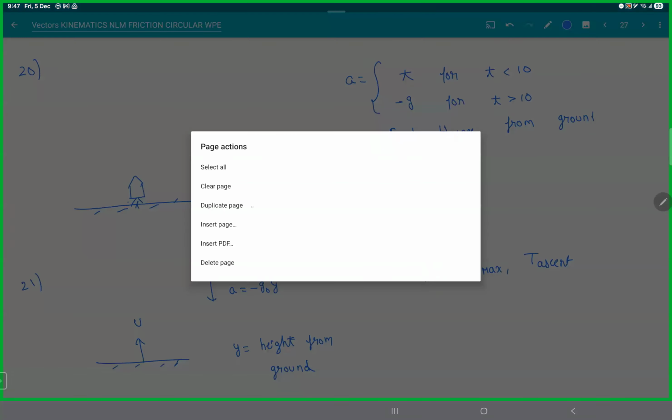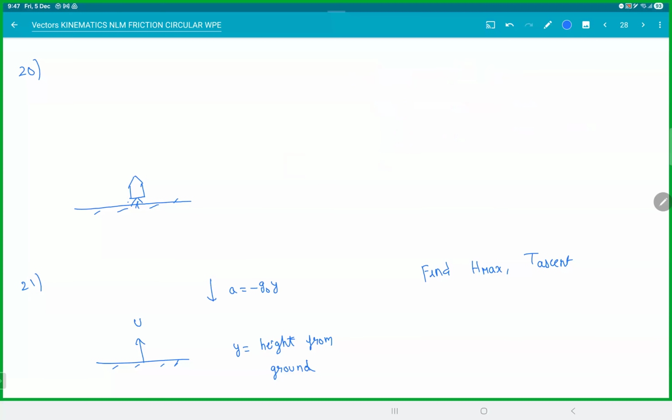Let's see the first one. For the first time t, you're accelerating. So you'll reach some point here, t is equal to 10. You'll be at a certain height and you'll also have a certain speed v. At this point, you won't stop. You will go like a regular projectile and you come back.